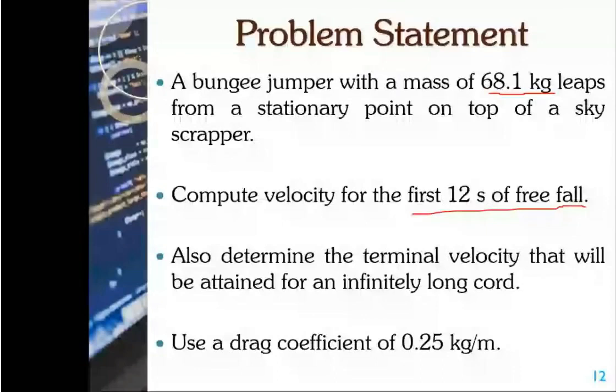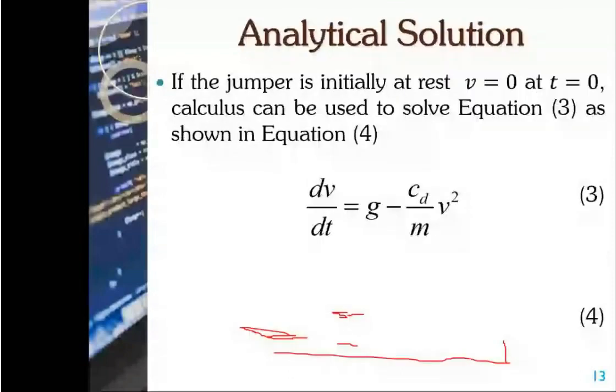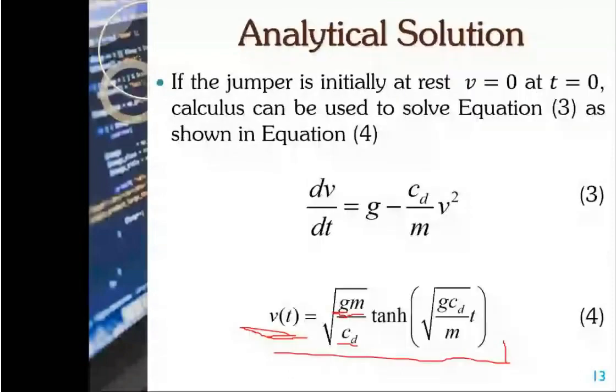And the next part of this question is that we are to determine the terminal velocity that we attain for an infinitely long cord, and we are to use a drag coefficient of 0.25 kilograms per meter. So we have all the values that we need, but we are to estimate for the first 12 seconds of this free fall. That will be the first part of the question. So before we can get this velocity at any time, remember which we are to estimate for the first 12 seconds, it means that we have to substitute in our values.